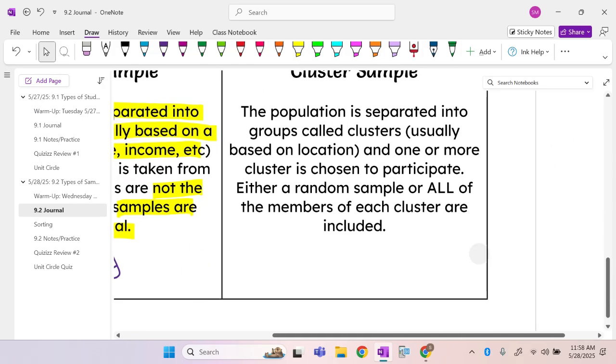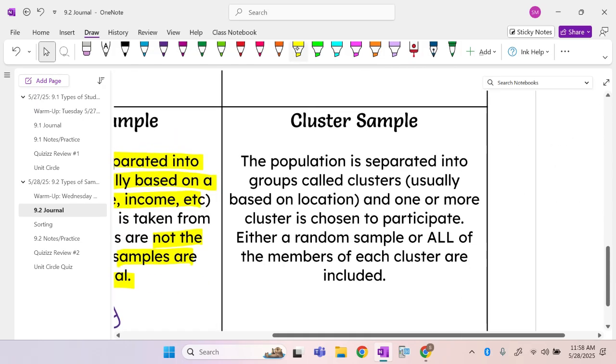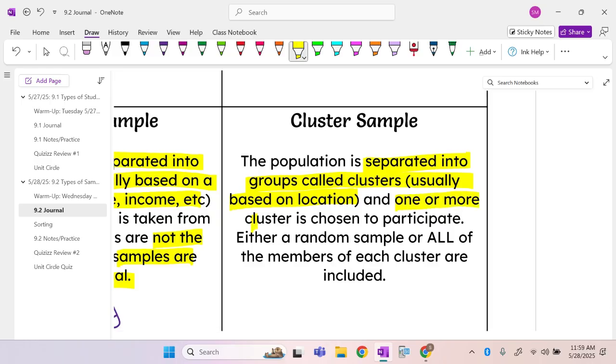All right, and the last one is the cluster sample. That's when a population is separated into groups called clusters, usually based on location, and one or more clusters are chosen to participate. So either a random sample or all the members of each cluster are included.